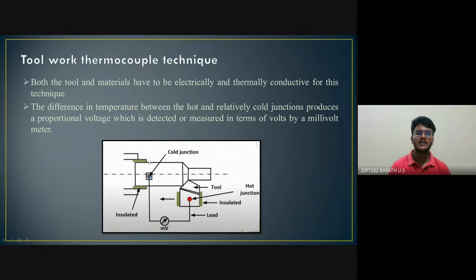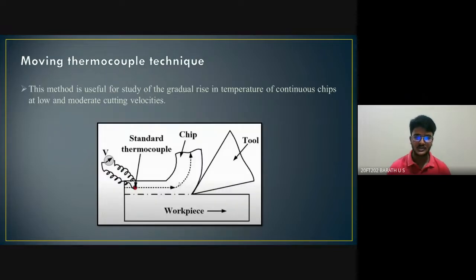In this process we insulate the tool and the workpiece, because electrical losses would otherwise affect the accuracy. The hot junction is the tool, because friction is induced in the tool and heat is generated in the process. The cold junction is fixed at some distance from the cutting area.